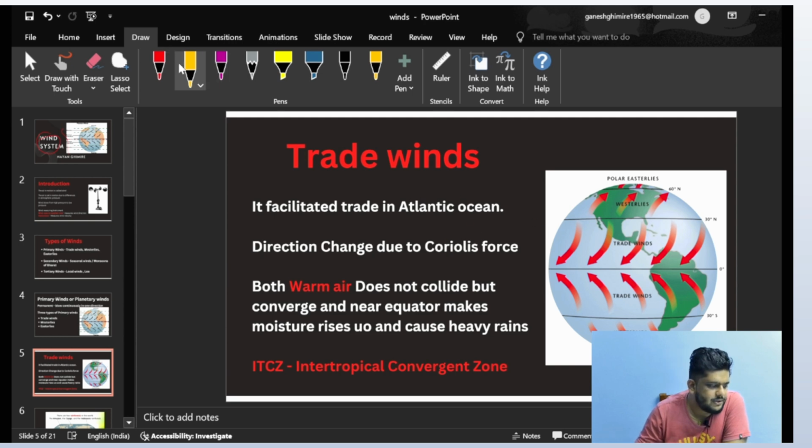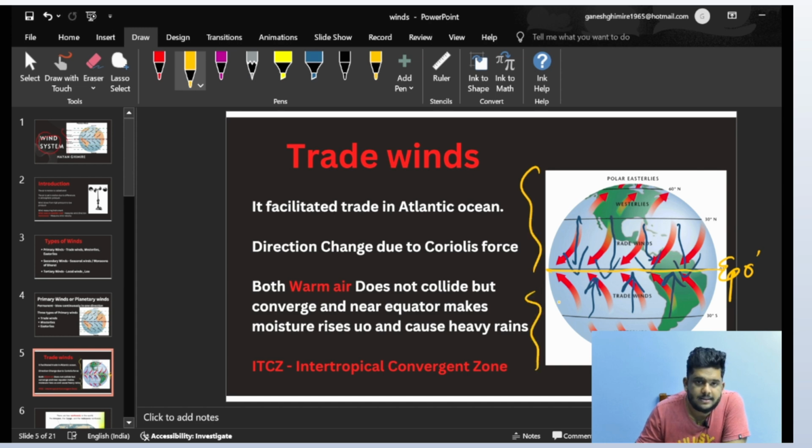Let's change the color because you might not be able to see with this. We will be taking blue. You see, these trade winds are supposed to move in this direction, right? These trade winds are supposed to move in this straight line, right? But as you can see here, suppose this is the equator, 0 degree equator. Now this part is called the northern hemisphere and this part is called the southern hemisphere.